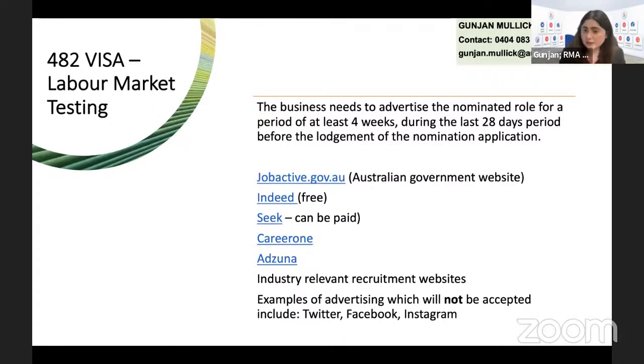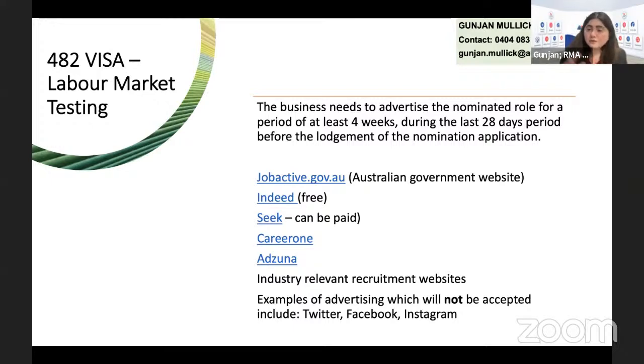Okay, when we talk about the labor market testing, so the job advertisement, labor market testing means that you have tested the local labor market and not able to find a skilled worker. So a mandatory site that the job has to be advertised on is Job Active, that is mandatory. Indeed and Seek or Career One, the companies may have their internal recruitment sites, so that is also possible. The companies can also put the job advertisement on the local website, but Job Active is mandatory, and preferably one other paid website like Seek.